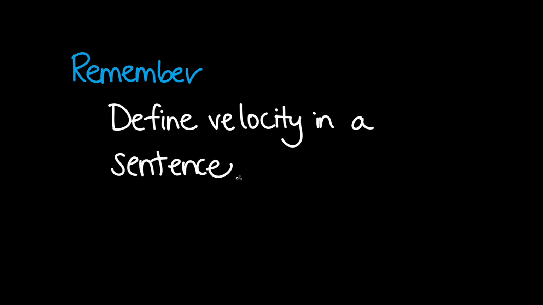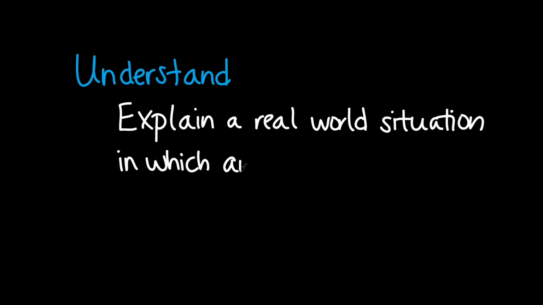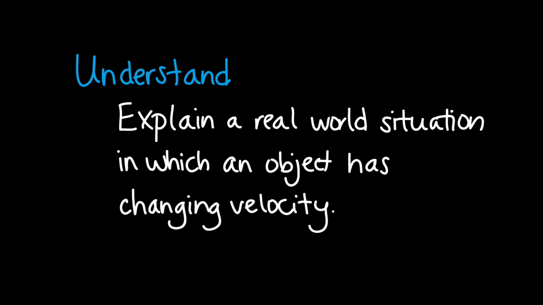Now I'll go through example questions moving down and up Bloom's taxonomy. I'll provide 2 example questions that are at a lower cognitive level and 2 that are at a higher cognitive level. I'm going to first provide examples of the lower cognitive level questions. An example remember question is, define velocity in a sentence, using words and not equations. An example understand question is, explain a real-world situation in which an object has changing velocity.